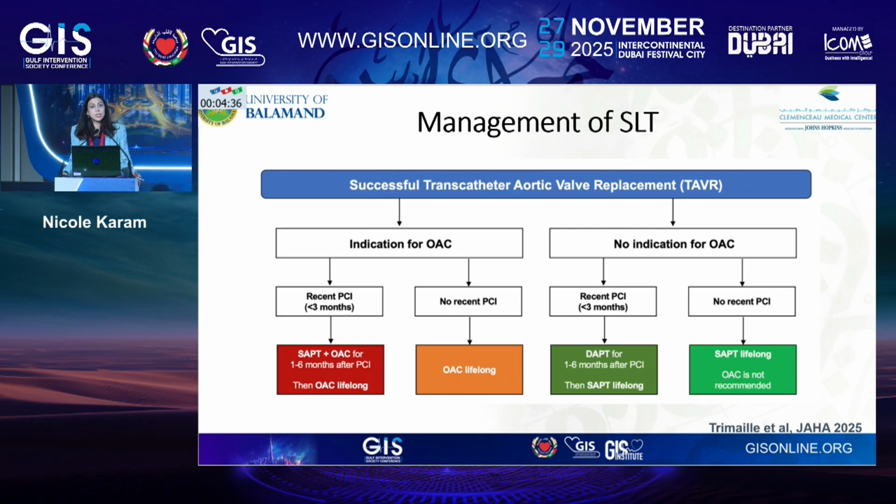Now, if there is no indication for oral anticoagulants, and there is no recent PCI, it will only be a single antiplatelet. There's no real recommendation so far for oral anticoagulants. But if they had a recent PCI, only in that case, we'll go for dual antiplatelet, at least for 1 to 6 months, and then continue with single antiplatelet. So this is not changing.